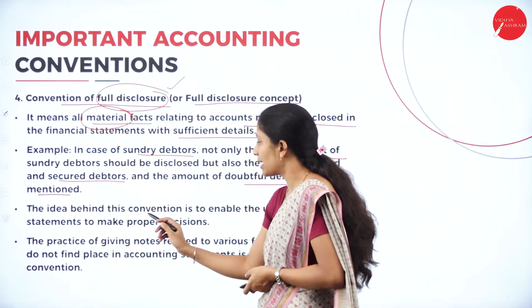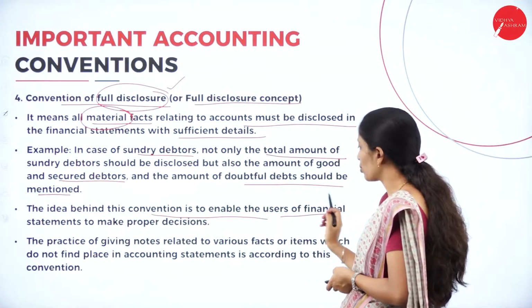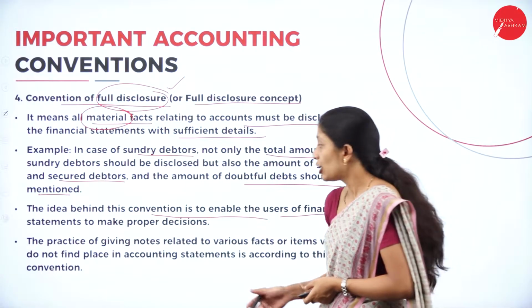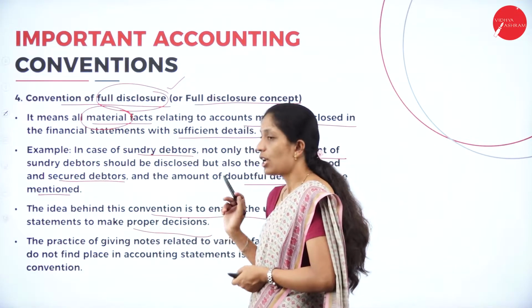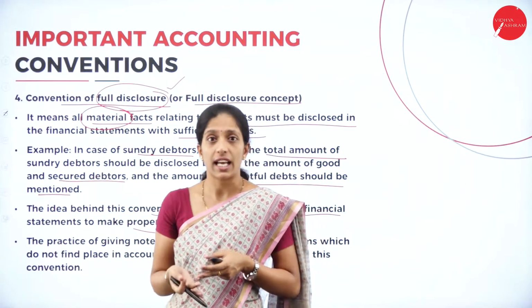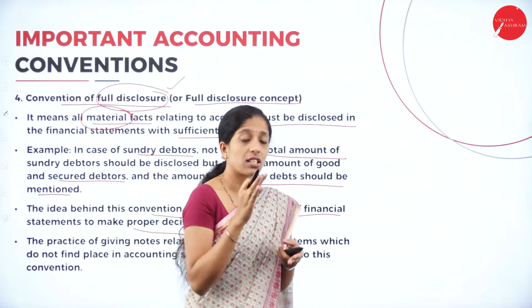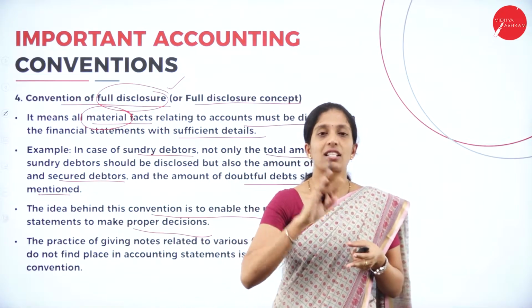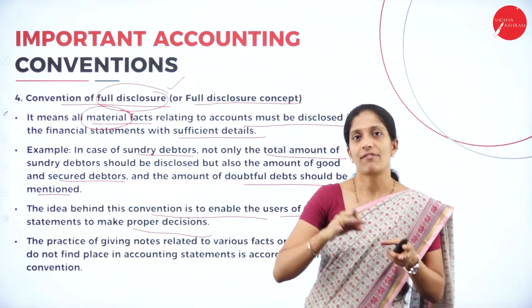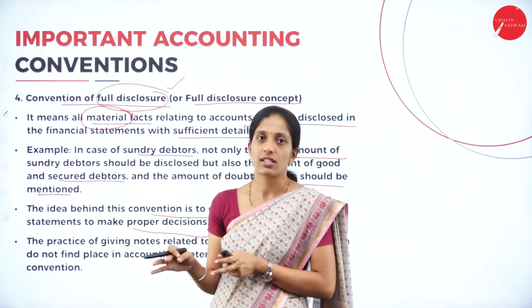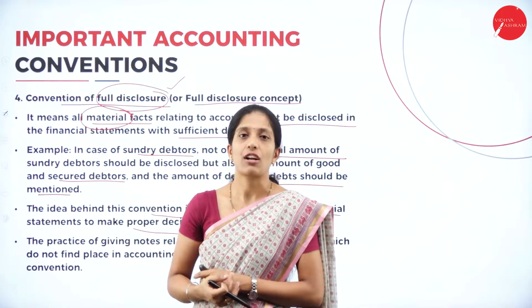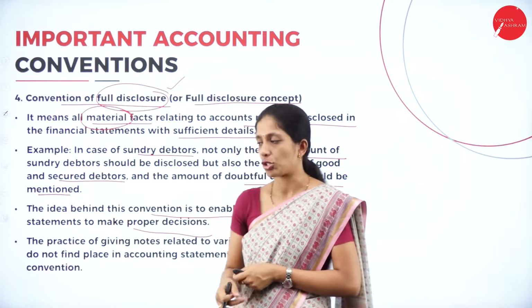The idea behind this convention is to enable the users of the financial statements to make proper decisions. So if the financial statements are correct, then only we can make proper decisions. If something is ignored or some material fact is ignored, then of course it affects the accuracy of the financial results, and thereby we cannot take appropriate decisions.